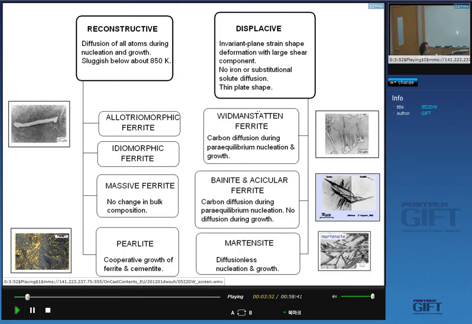As I told you, the classical classification of transformations in iron and steel is diffusional and diffusionless. But recently, some people suggest a different classification: reconstructive and displacive. The difference between reconstructive and displacive transformation is the movement of lattice atoms during the transformation. You have to concern yourself with the lattice atoms, not the interstitials like carbon or nitrogen. During the reconstructive transformation, the movement of lattice atoms is controlled by diffusion. But in the displacive transformation, the movement of lattice atoms is governed by deformation like transformation strain, sometimes called invariant plane strain or shape deformation, and something like that.